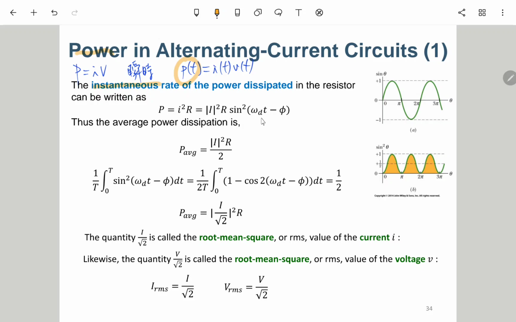Okay, but this is a sinusoidal square. Okay, but of course it is still a sinusoidal, something like this. Okay, this one is the sine square.